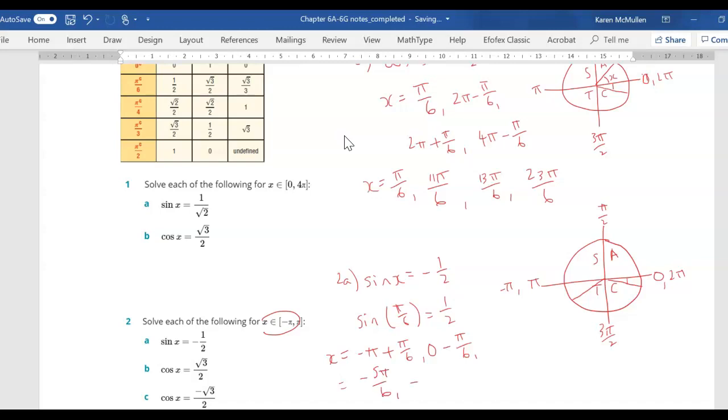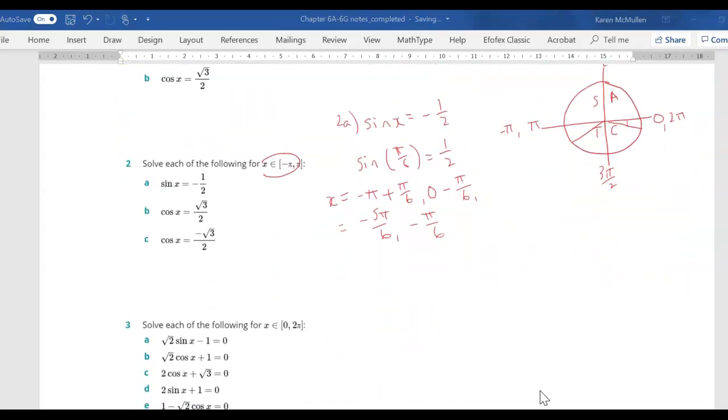And then negative pi on 6. All right, so they're your 2 solutions. All right, let's move on to question B, if we can find a little bit of room to do it. Let's do it over here. 2b, cos x equals root 3 on 2.